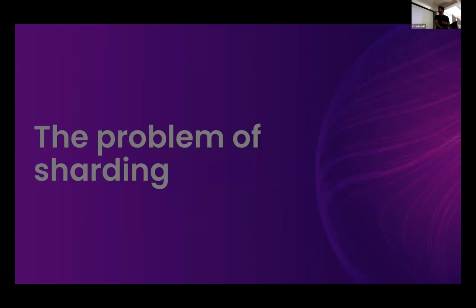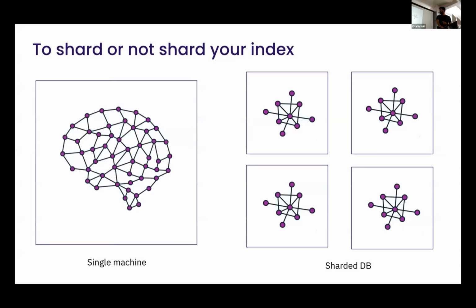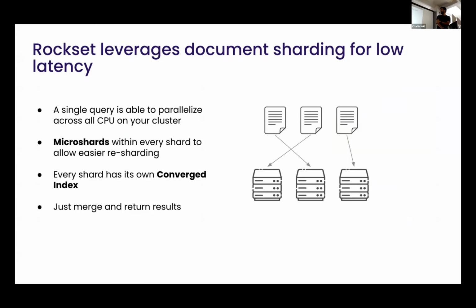Again, I'll not spend a lot of time on this, but at Rockset, documents are sharded based on the document ID, which means given a query, it needs to query all shards of the database. Internally, every shard has an associated set of microshards, which is for easier resharding. And each shard has its own index. This is the key point to note, because what that allows us to do is, given a query, run it on all shards independently, and then merge and return the top k results back to the user.